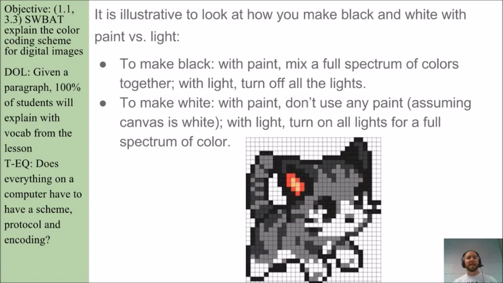Well, for light it's a little bit different. To make black with paint, you mix everything, right? Everything together. With light, to make black, you turn everything off. So you get rid of everything, kind of. To make white with paint, you don't use any paint, assuming the canvas is white. So you don't have to paint or do anything. But with light, turn on all the lights for a full spectrum of color, and you have white. What do you think about gray right here? How do you make gray?